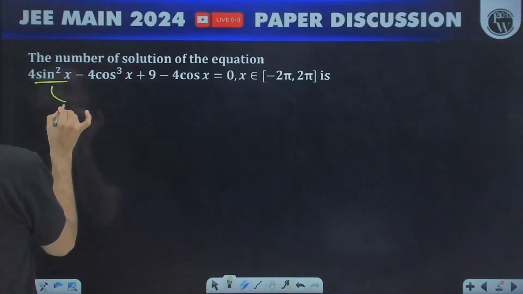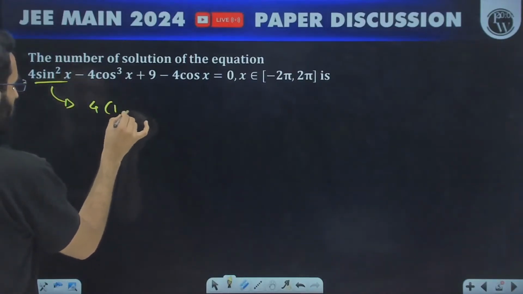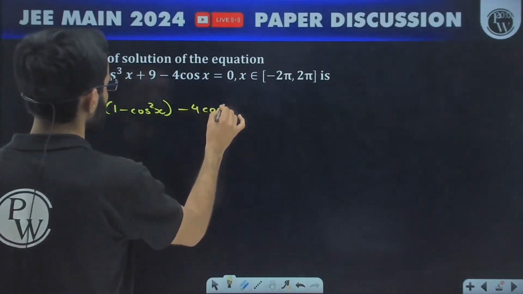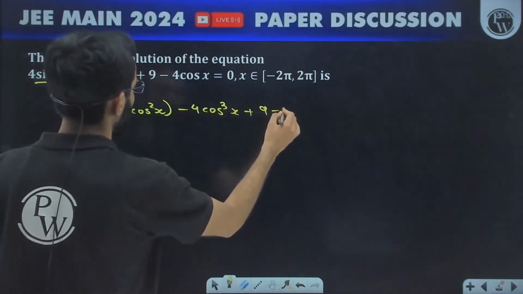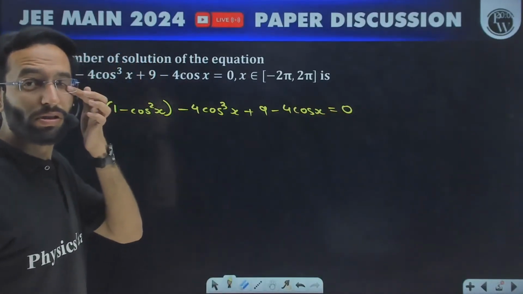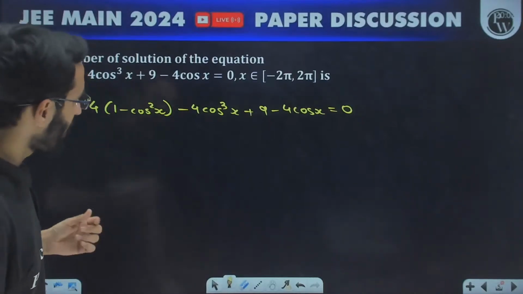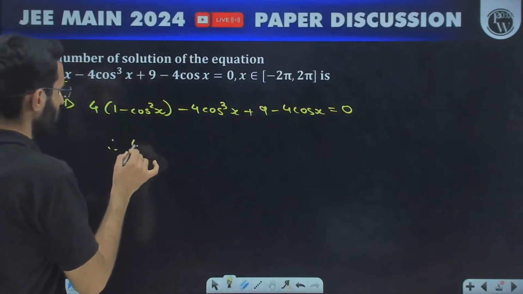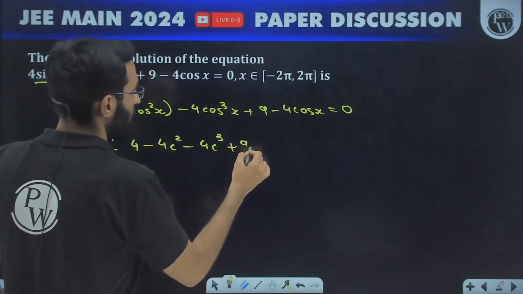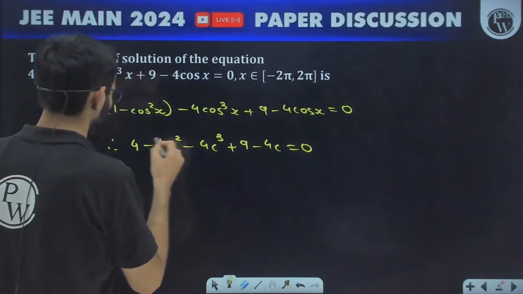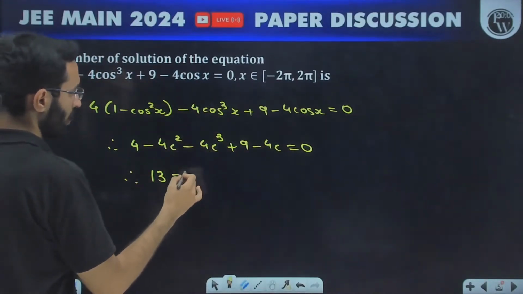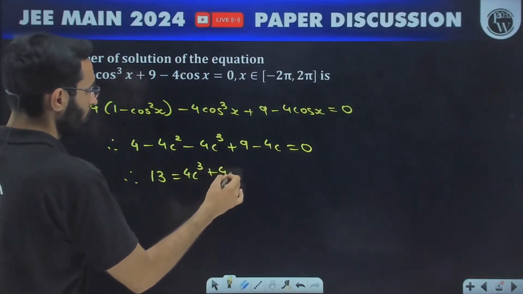Let me convert this sine into cos. So this will become 4 times 1 minus cos square x, minus 4 cos cube x plus 9 minus 4 cos x equal to 0. Now since everywhere I have cos x, I can write this cos as c only for the time being. 4 minus 4c square minus 4c cube plus 9 minus 4c is equal to 0. 9 plus 4 will become 13. All negative terms I will take on that side. That will become 4 cos cube plus 4 cos square plus 4 cos equals 13.